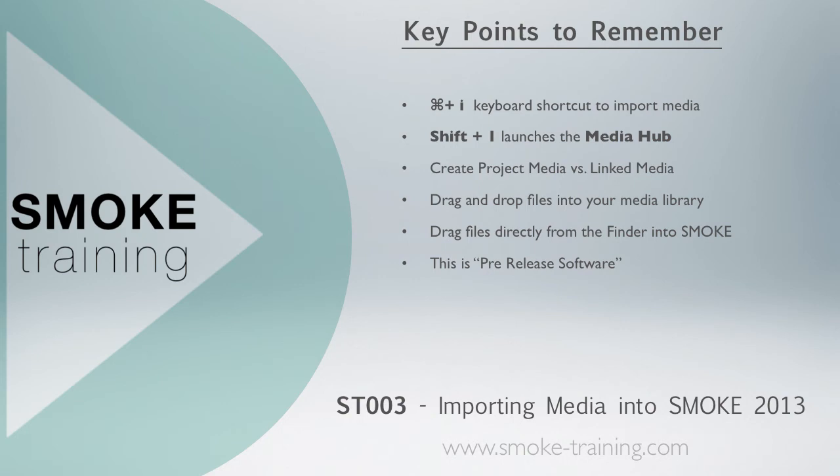Also, be aware of the state of the Create Project Media button. If it is selected, Smoke creates transcoded media based on your project's intermediate render settings. With the Create Project Media button switched off, this emulates the way in which FCP7 would work, where Smoke just links to where your media is located in your file system. You can drag media directly from the media browser across to your project's media library, or even by dragging files directly from a Finder window.